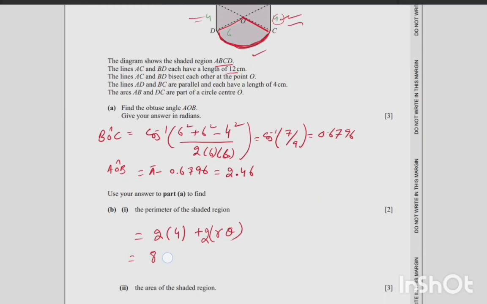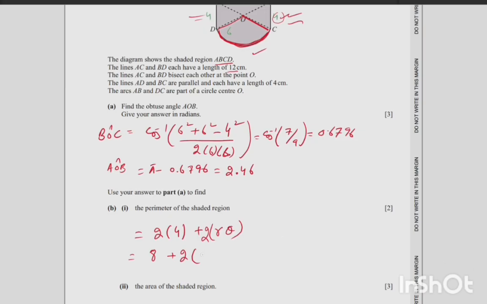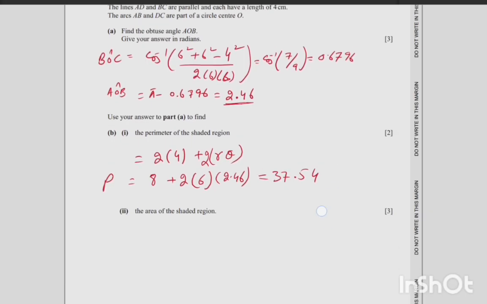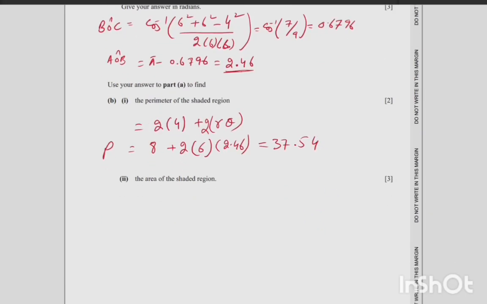Now we have to put all these values here. 2 times 4 is 8, plus 2r. What is the r value? The r value is 6. And what is theta? Very simple, theta we have this one, 2.46. Here this is the perimeter. Now what's the answer if we calculate all these things? Here we get 37.54 by using a calculator, because this is paper 2 and the calculator is allowed.